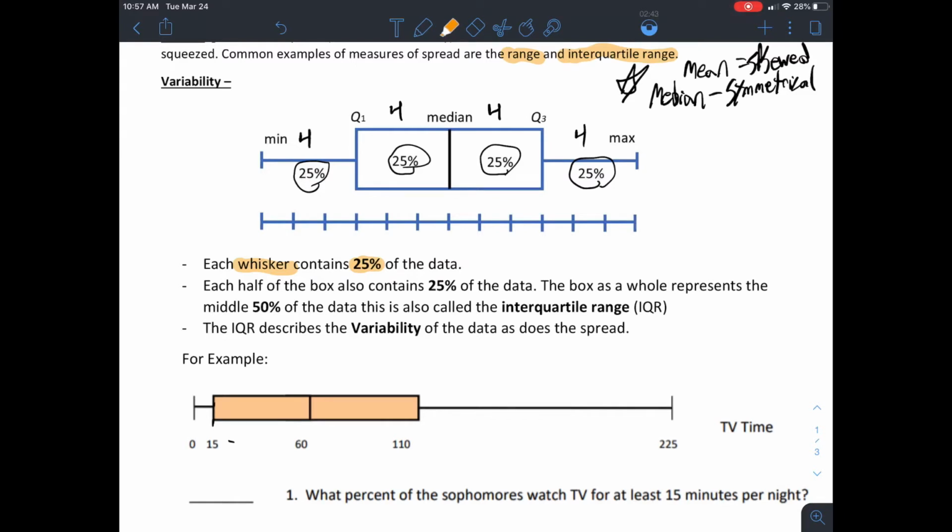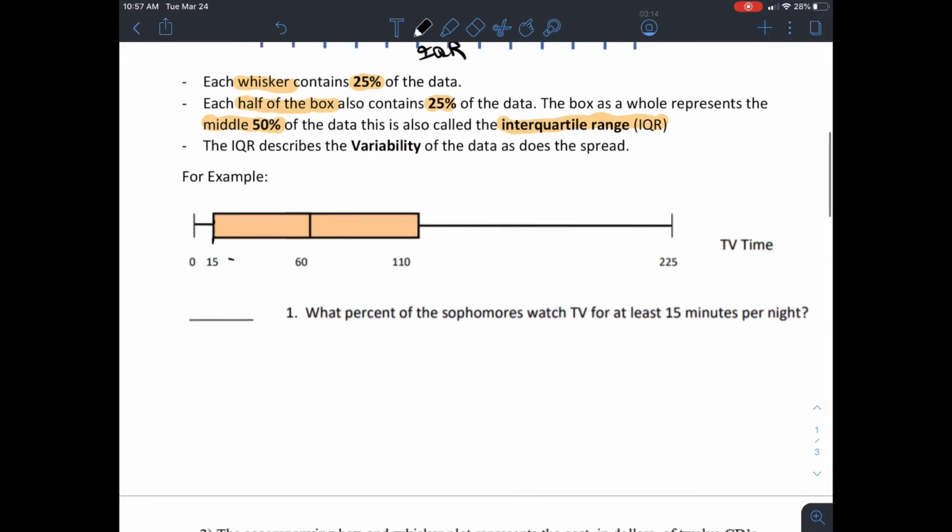Just like each whisker contains 25% of the data, each half of the box contains 25% of the data, meaning that the whole box represents the middle 50%. And if you remember, our definition for interquartile range is the middle 50% of the data. So our IQR is represented by the box itself and contains 50% of our data, right? Both the IQR and the range describe variability amongst the data.